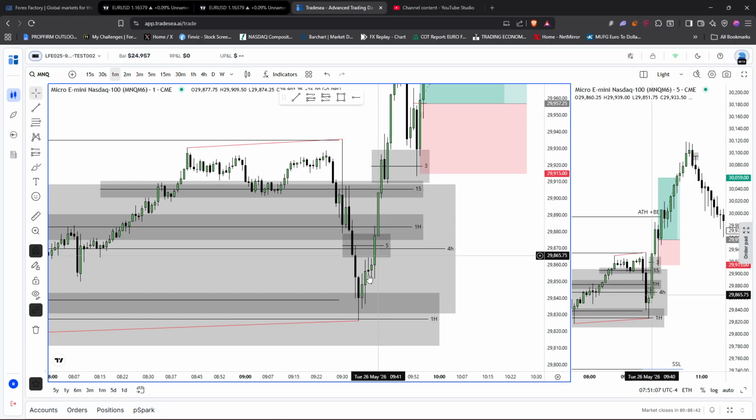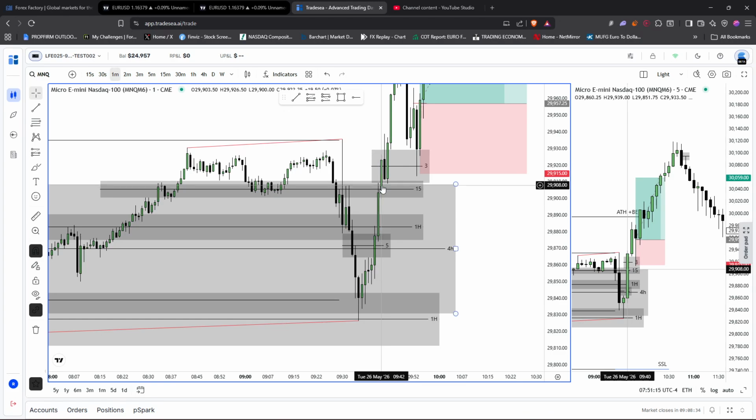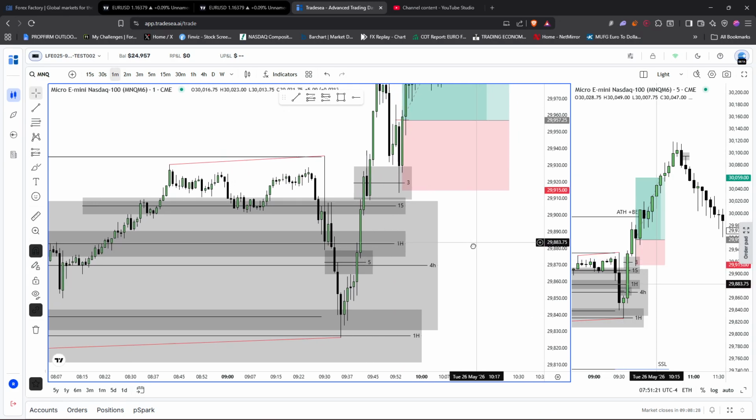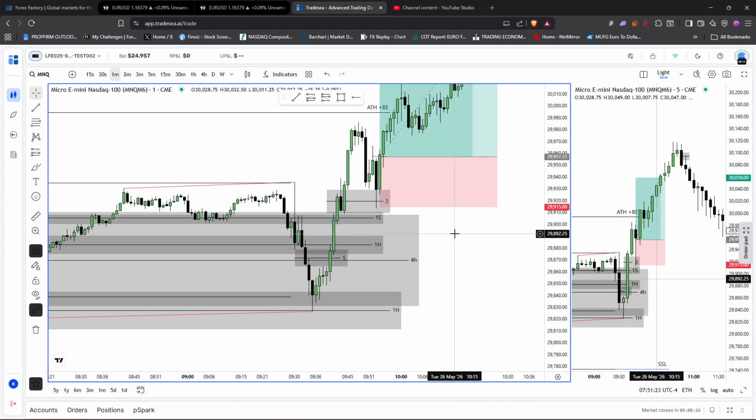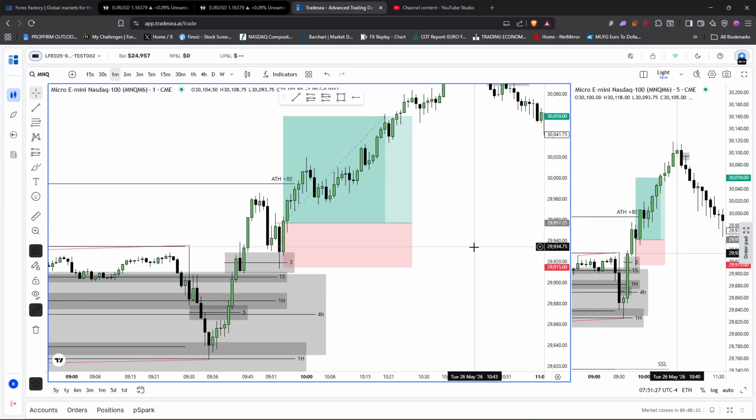Here, there was no entry available. Technically, I could have entered here off of this, but the 5 minute candle closed here. If you see, this 5 minute candle closed here. So it is very weird to look for an entry there, but technically as I trade macro, I was waiting for the macro time to enter, then I can look to take that entry.